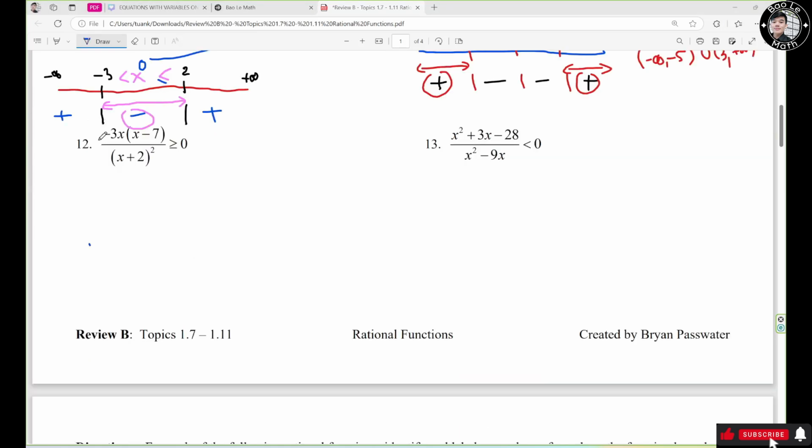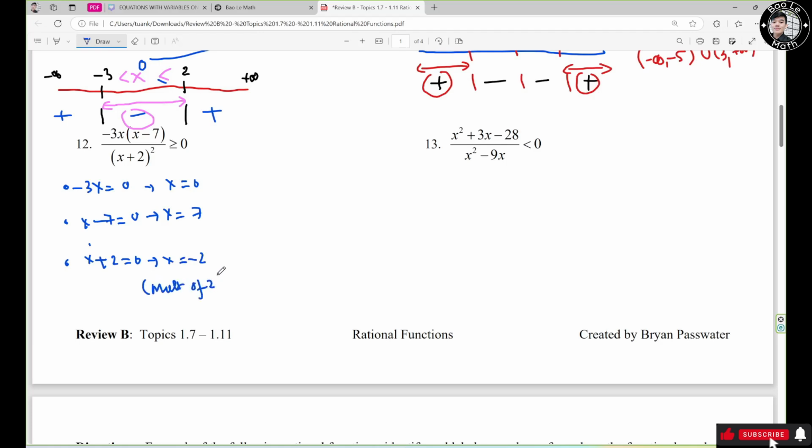Now let's move on to number 12. I need to find the zeros. So I have negative 3s equals 0, and then s equals 0. Next one, s minus 7 equals 0, and then s equals 7. Next one, s plus 2 equals 0, and then s equals negative 2. This one has a multiplicity of 2, so you need to be careful with this one.